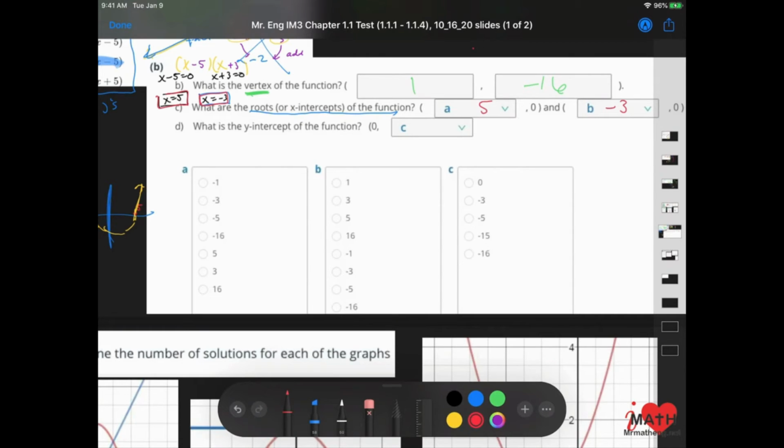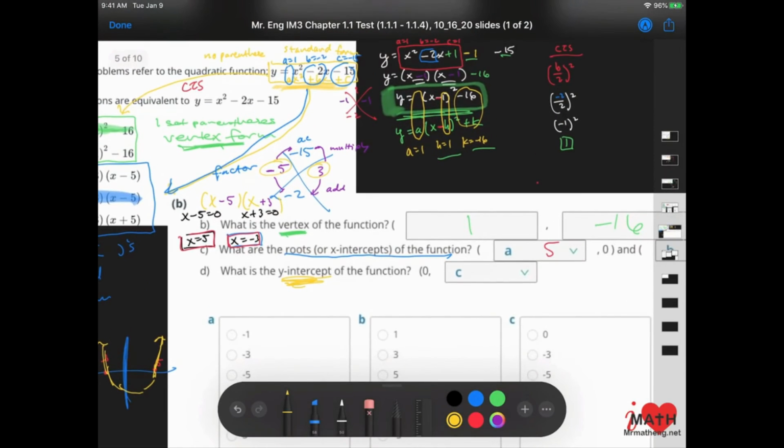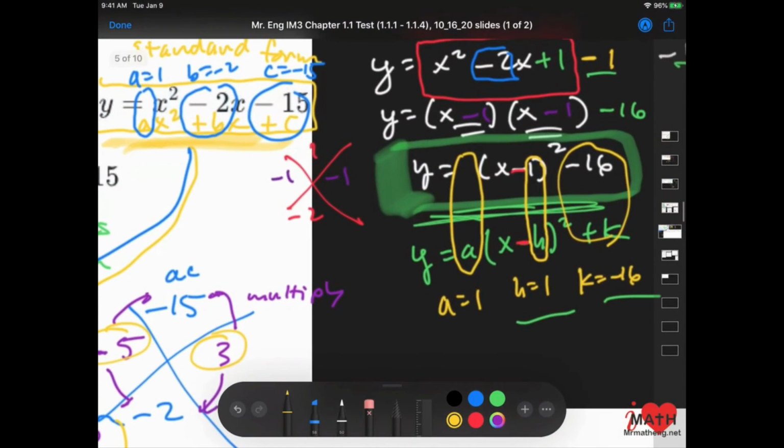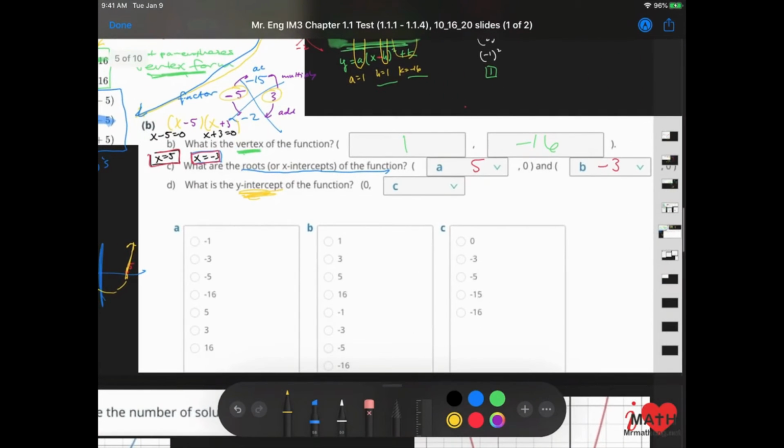And then D, what is the y-intercept? So if you think about each of these forms, what they're asking you is just, what are the key characteristics? Well, the y-intercept comes from the standard form, the yellow one, which is your C value, which is negative 15. So that's negative 15.